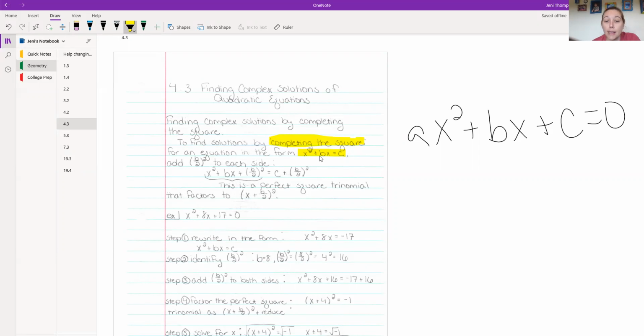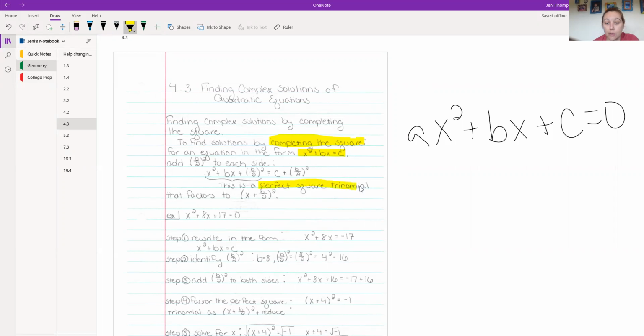And then we're going to identify our b, okay? We're going to identify whatever the coefficient is for this term, and we're going to write it as b over 2 squared. And we're going to add that to each side. So what this gives us is called a perfect square trinomial.